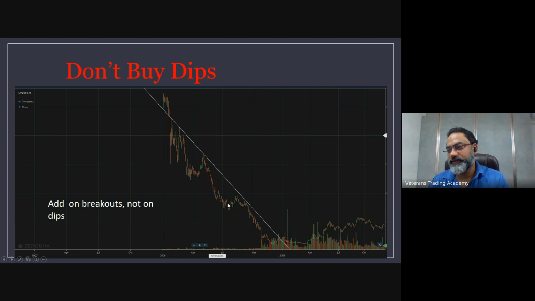And what happens? Otherwise you will get stuck in stocks. Like this is the example of Unitech, which was at 300 levels, and it went down to the level of 5 rupees.